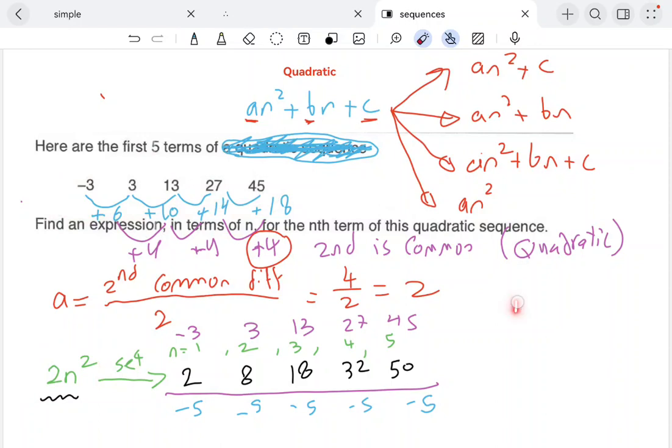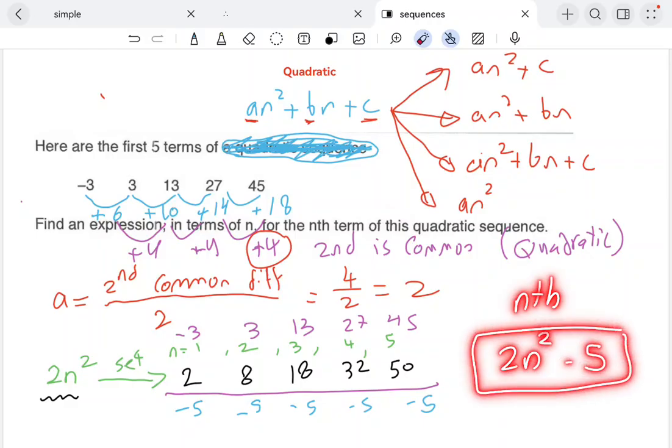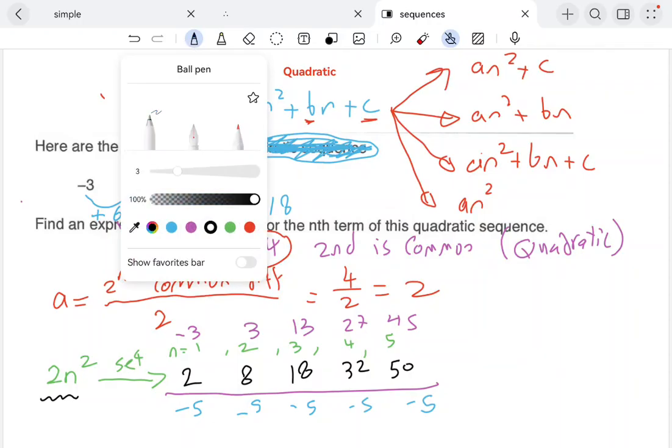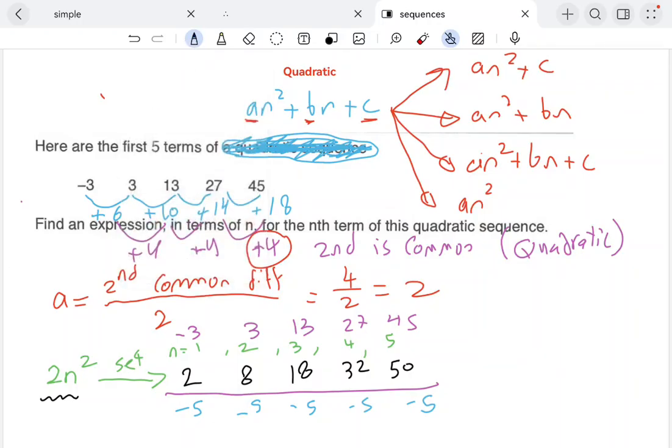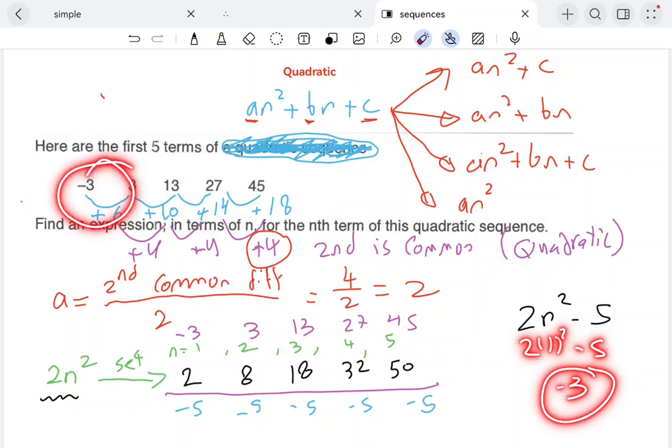So the nth term is going to be 2n squared minus 5. Let's check. 2n squared minus 5. Put n equal 1. 1 squared is 1 times 2 is 2 minus 5 is going to be negative 3. Yes, here it is, negative 3.